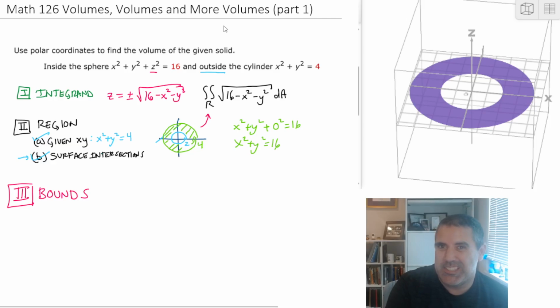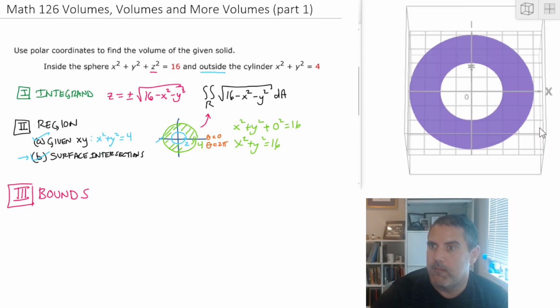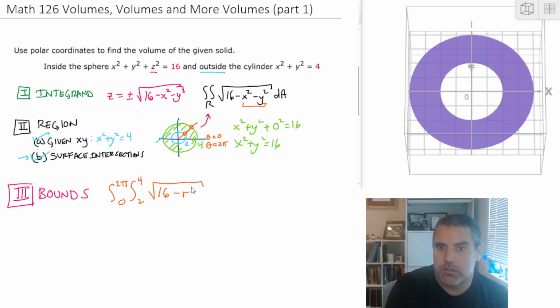So now we're ready for the next step, which is I would describe this in polar. I would think about going once all the way around, so 0 to 2 pi. There's nothing restricted here. And then if I'm in the region and I walk out, it's going to be 2 to 4. So I get the integral from 0 to 2 pi, the integral from 2 to 4 of the square root. I'm going to change this to polar, so it's going to be 16 minus r squared, and then r dr d theta. So then you're going to compute. I'm going to leave that to you. And there's this moment right at the bitter end where you compute and interpret.